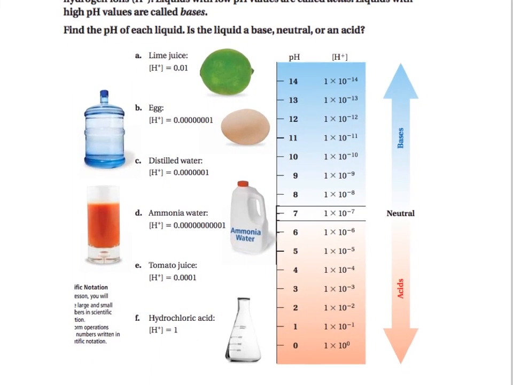All right, so let's see. For the lime juice, it says 0.01. Now, if you notice, when we look over here, they're all in scientific notation, right? So we need to figure out what ours is in scientific notation so we can put it over here. Actually, if you look at this, it has ones for all of them, and ours are all ones. So we need to put it so it's 1 times 10 to what power?